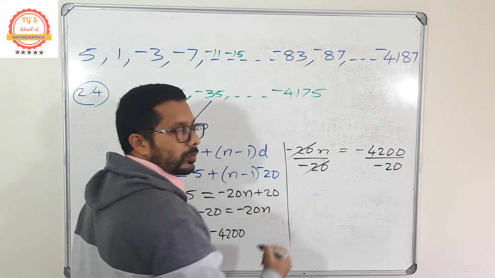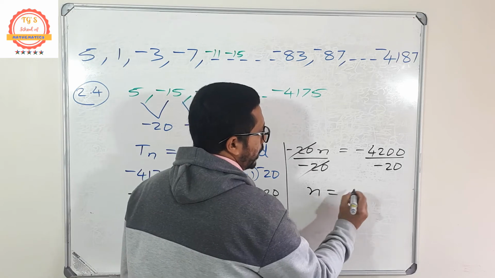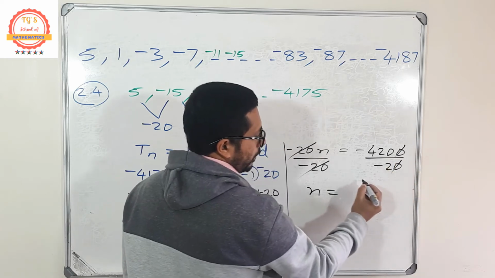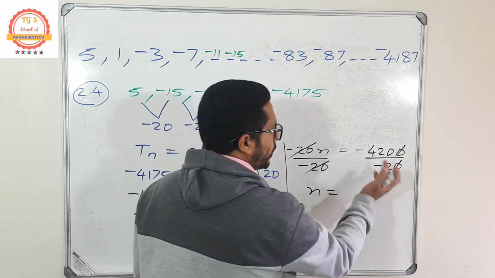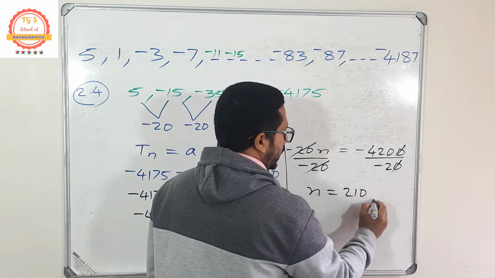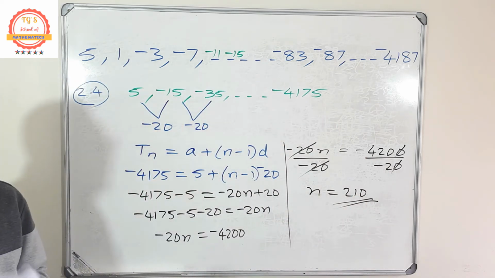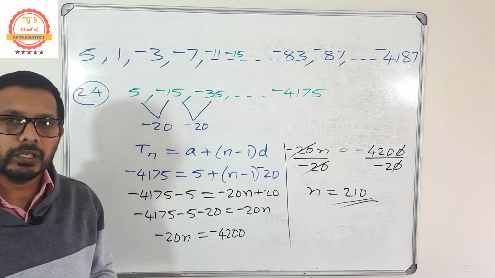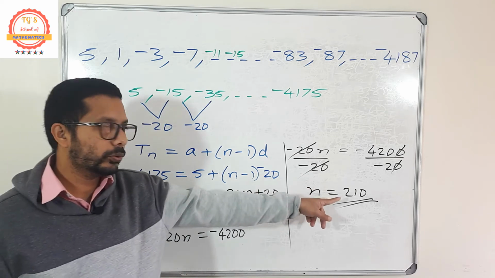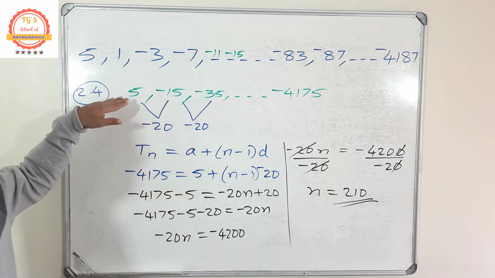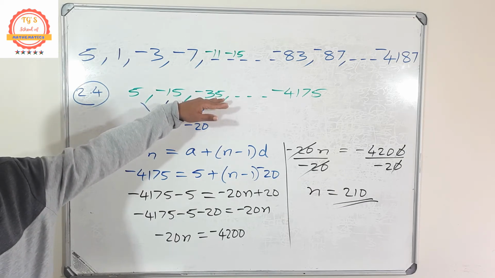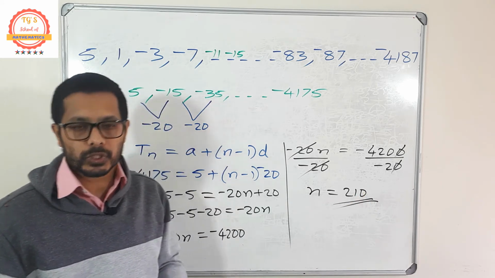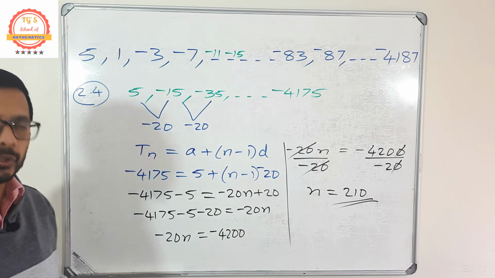So this minus 20 and this minus 20 cancel. So n is equal to, minus by minus is positive. So this 0 and 0 cancel, or you can use your calculator, no problem. So it is 210. What is the meaning of that? There are 210 terms in this sequence that are divisible by 5. So value of n is equal to 210. It means that in our new sequence, the numbers that are divisible by 5, there are 210 terms. So guys, that is question number 2.4.